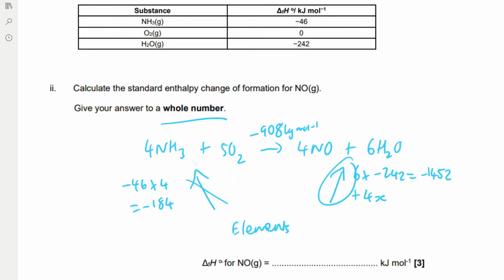So we can write this out as an equation. So minus 908 is going to be equal to minus 1452 plus 4x, plus 184. So minus 1452 plus 184 is minus 1268. So then we can add 1268 to each side of the equation, which is 360. So 360 is equal to 4x. That means that if we divide 360 by 4, we get 90. So the value of x, or the value of the enthalpy change of formation of NO, is going to be 90 kilojoules per mole.